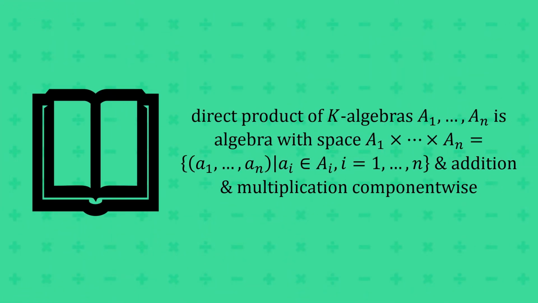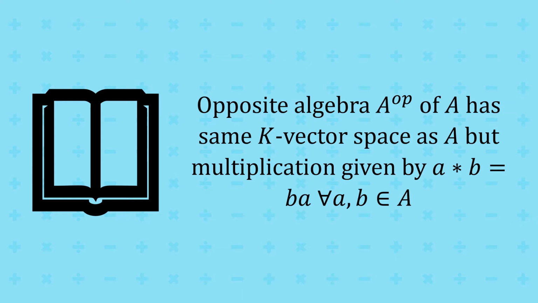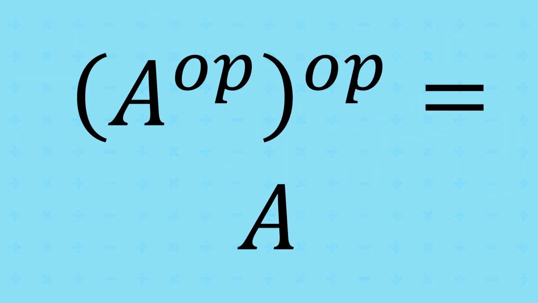Now, let's define the direct product of algebras. The direct product of the K-algebras A1 to An is the algebra with underlying space of A1 times all the way up to An, and addition and multiplication is defined component-wise. Next, let's define an opposite algebra. The opposite algebra A^op of A has the same underlying K vector space as A, but the multiplication in A^op is given by a star b is equal to ba for a and b in A. Note that (A^op)^op is equal to A.